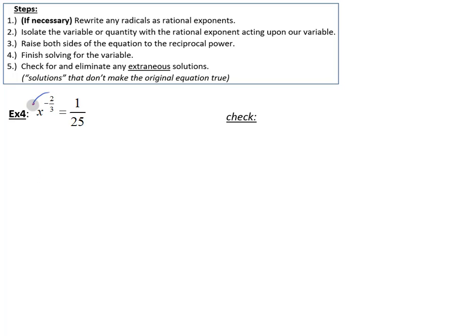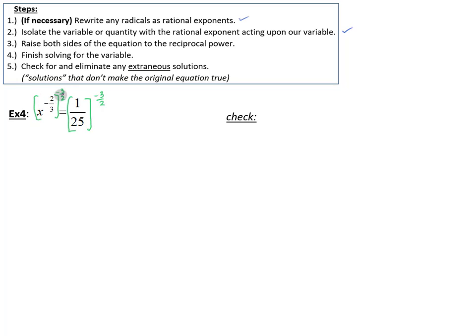So here, our variable with our fraction exponent is already isolated. So we didn't have to write it as a fraction exponent. That was already done. It's already isolated. And so we're still going to raise both sides to the reciprocal power. The reciprocal of -2/3 is -3/2. So we need to raise both sides to this negative fraction reciprocal.